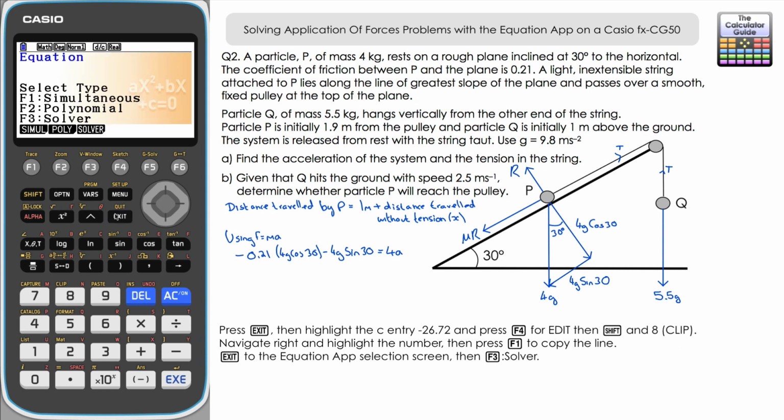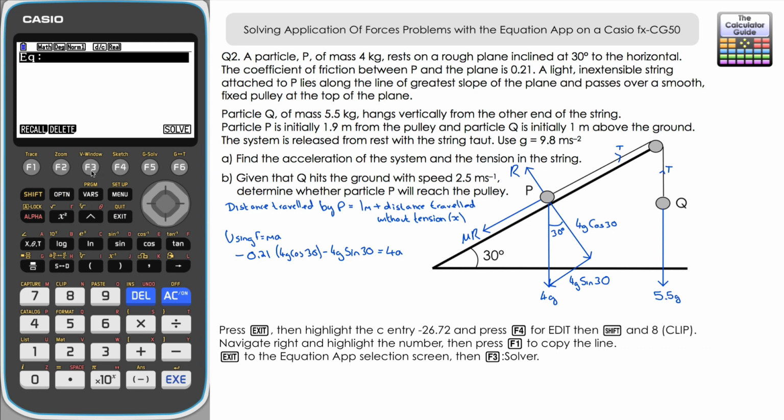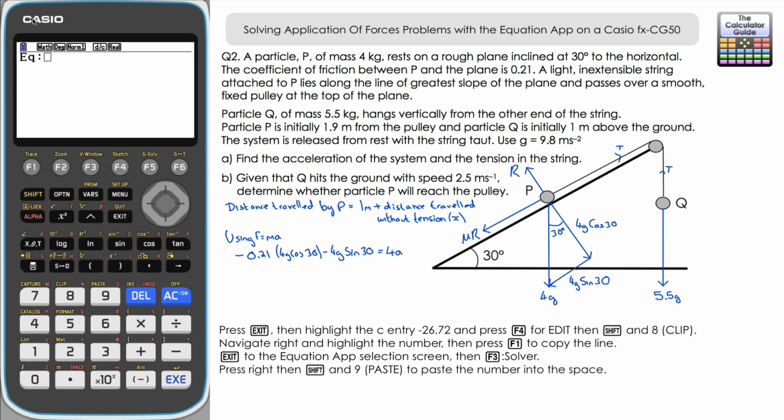Now if we exit out of this, we're still in the equation app on the fx-CG50. We're going to press F3 for the solver and set up the equation that we've just formed. The left hand side is what we've just copied to the clipboard, so if we press shift and 9 to paste, we've now got that right hand side. Feel free to rewrite that completely if you're not confident to use that, but it is a way of saving a little bit of time and using those same figures.